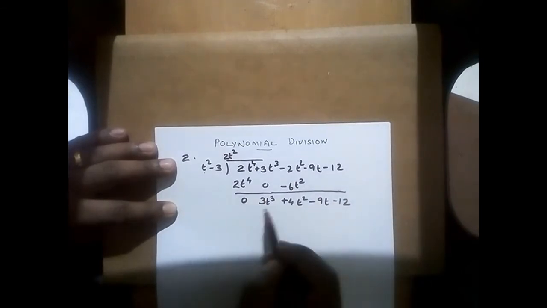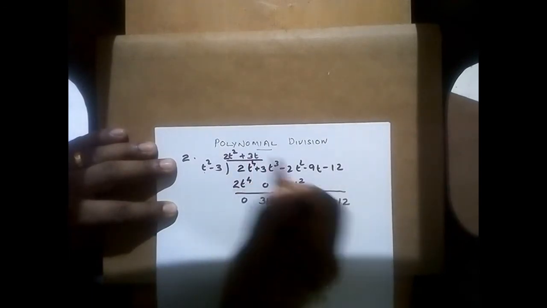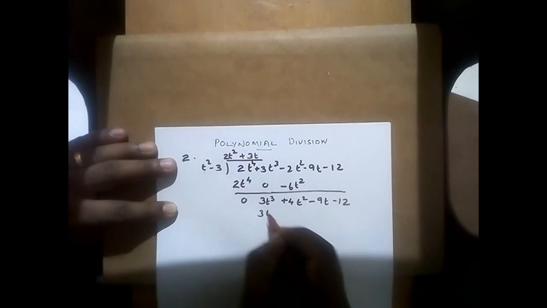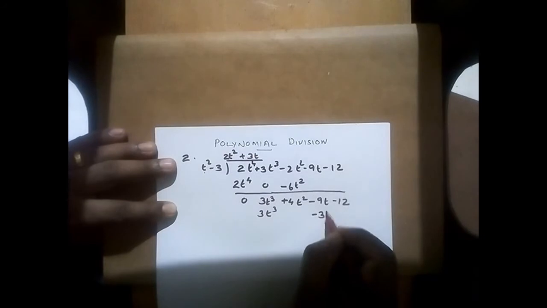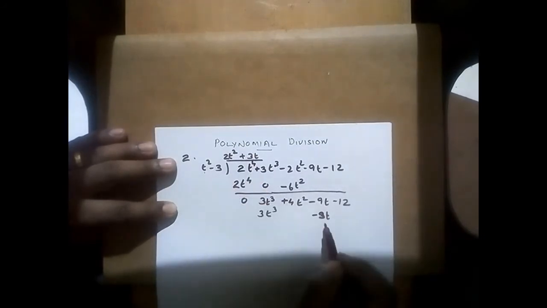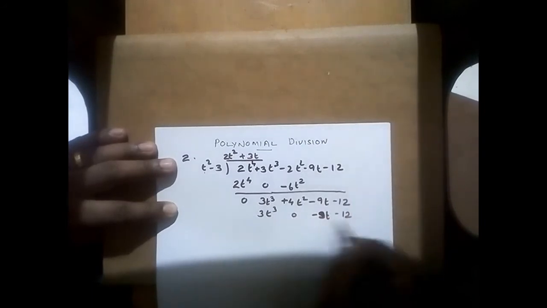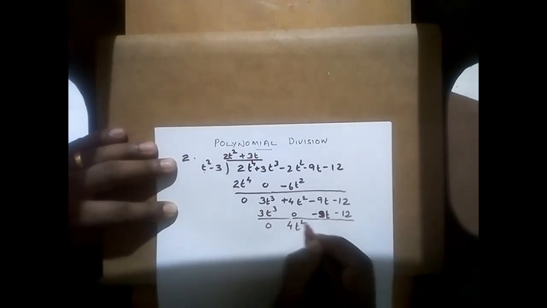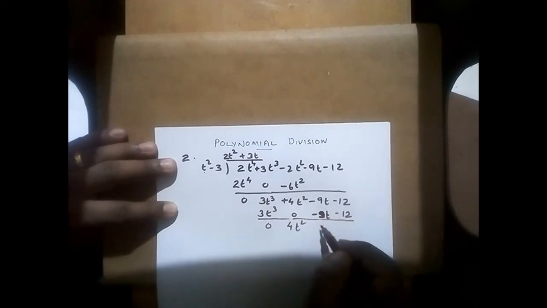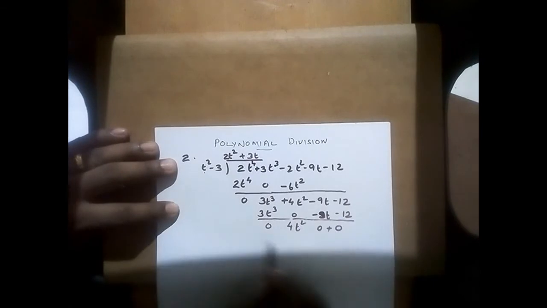Here it is t square, here it is 3t cube, so I have to multiply by 3t. 3t into t square is 3t cube, and 3t into minus 3 is minus 9t. Minus 9t I am writing here. Here it is 0, here minus 12. Then subtracting, 0 here, 4t square, minus 9t minus 9t is 0, and minus 12. So it is 4t square here.